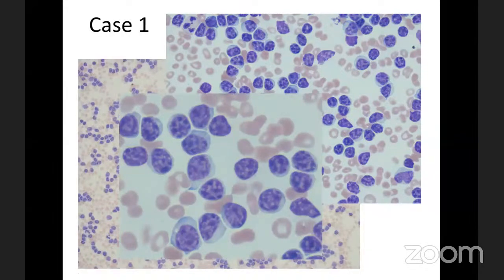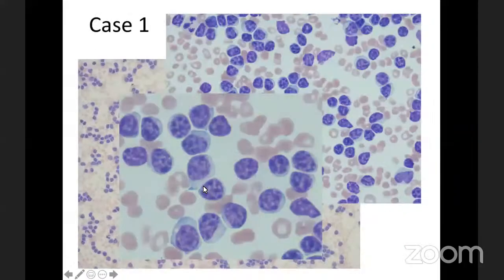Do you have any clue for these patients? What's your provisional diagnosis? Please type your answer in the Q&A. Exactly, Bushra is right. This is a case of chronic lymphocytic leukemia.